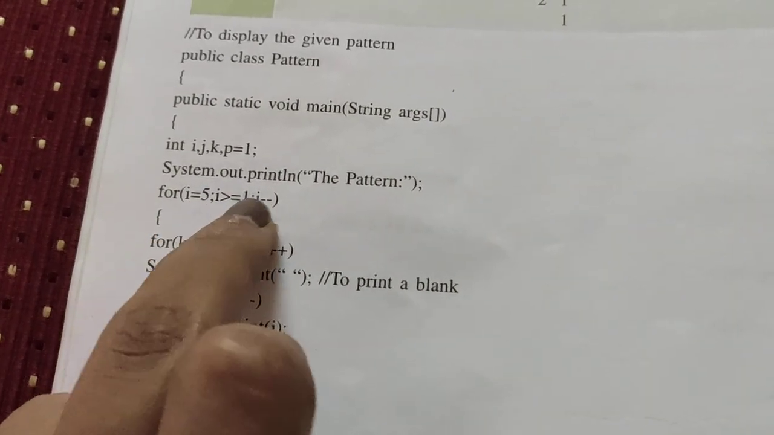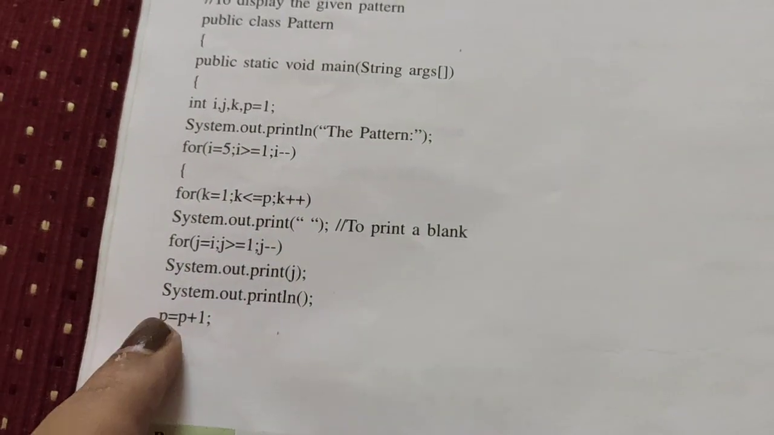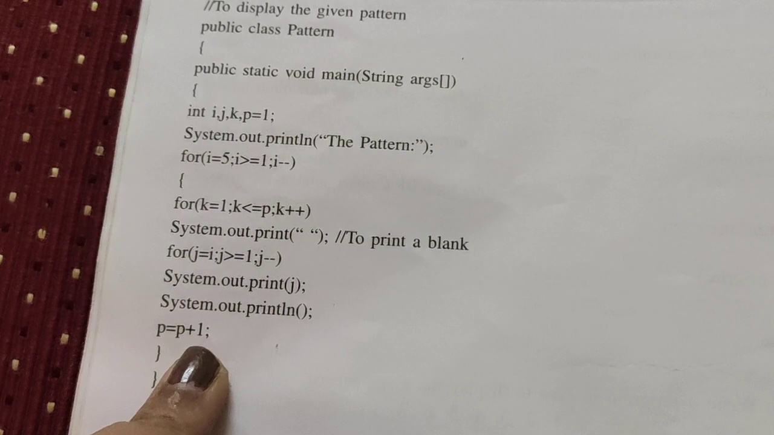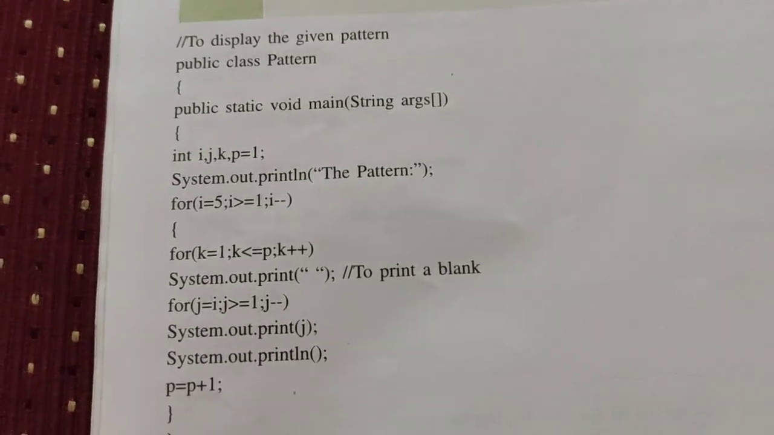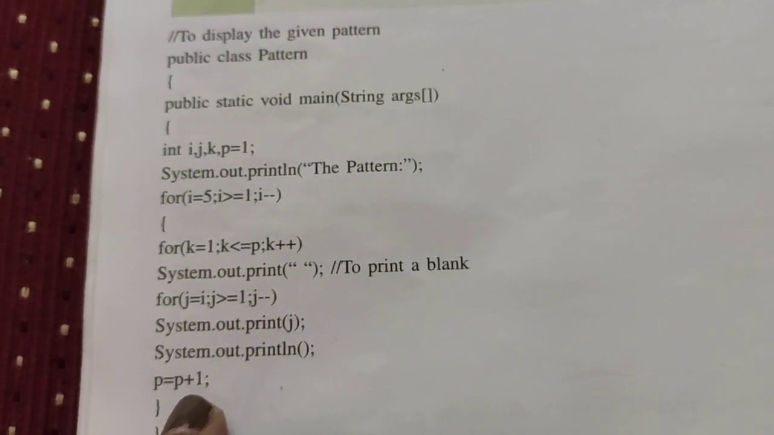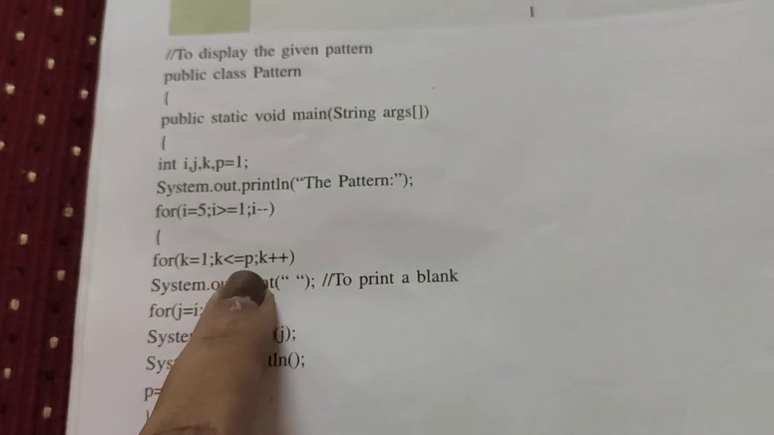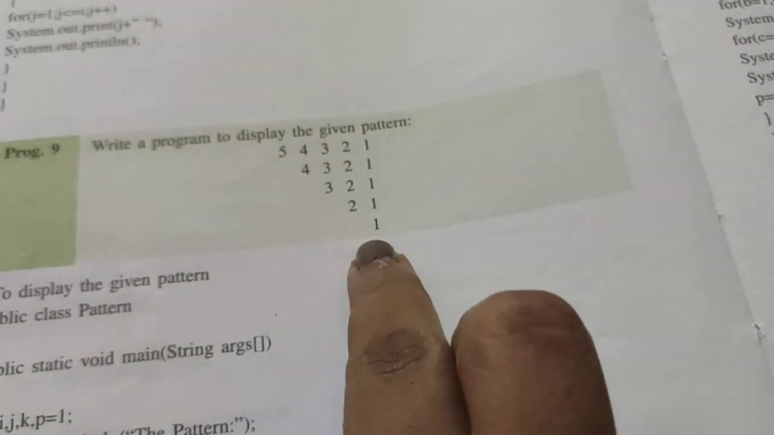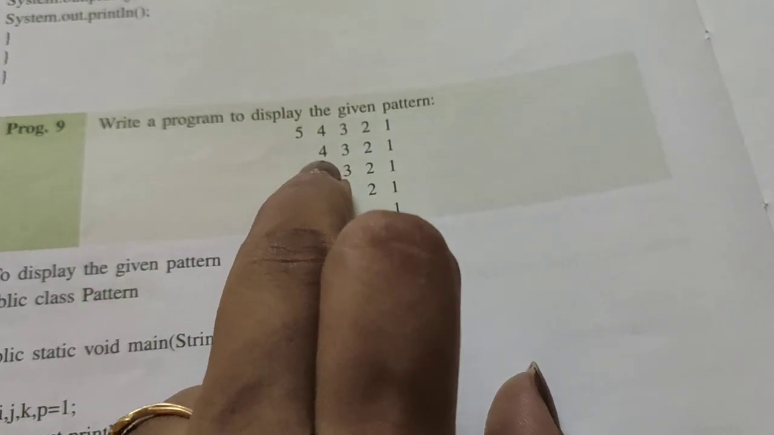And here minus minus, now the I value will be 4. And here p is equal to p plus 1 they have given, because here we have to increase the gap. That is the reason they have increased the number, that is, this p value has to be increased. So that many blanks have to be printed, right? Instead of 5, here the blank needs to be printed.